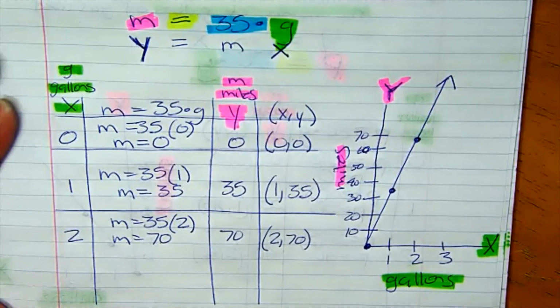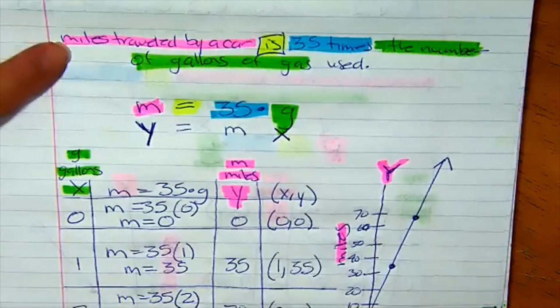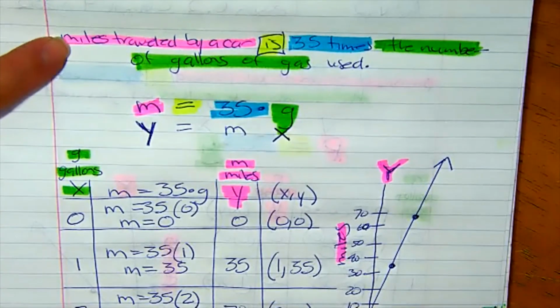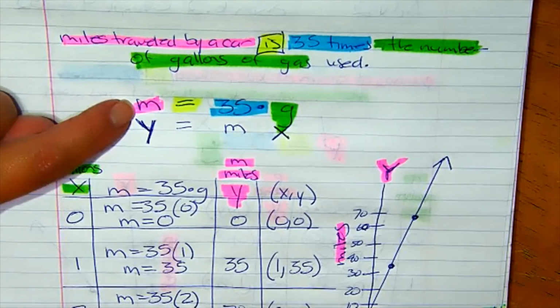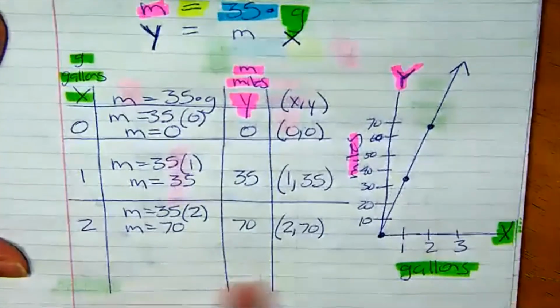So that's what we're doing today. We have to turn the word sentence into a number sentence, and then we need to graph it.